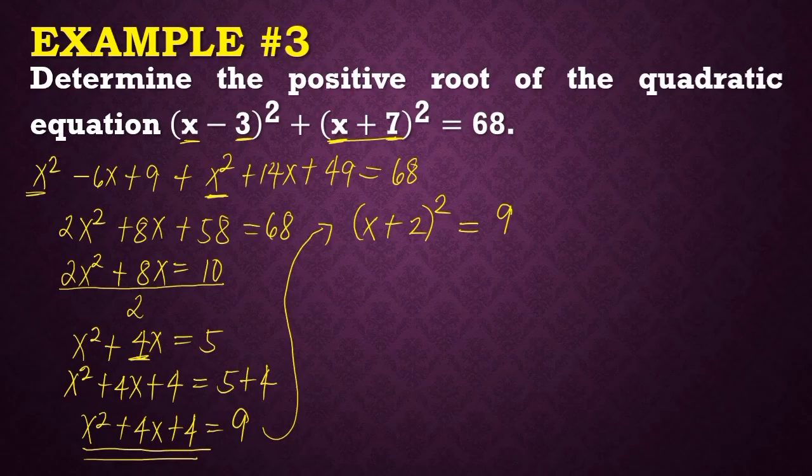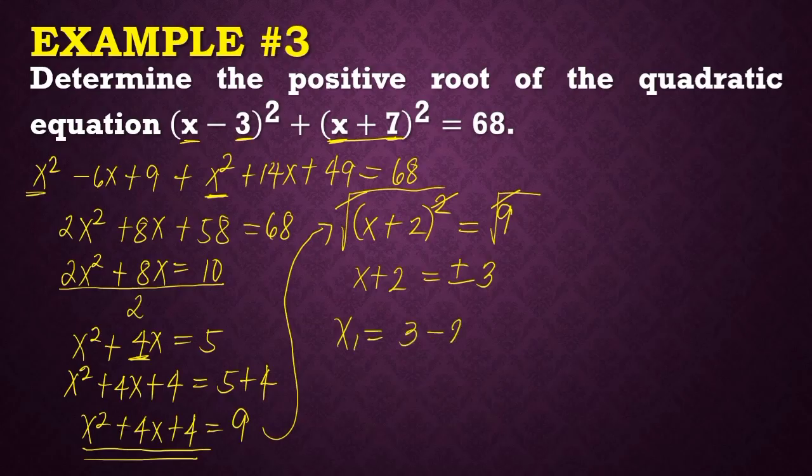And then we extract the square root of both sides. So, x plus 2 equals plus or minus 3. So, kapag in-extract natin yung square root ng both sides, matatanggal po yung squared. Okay? So, x sub 1 is equal to 3 minus 2. So, yung 2 po kasi, lilipat natin sa right side. So, x sub 1 is equal to 3 minus 2, that is 1.